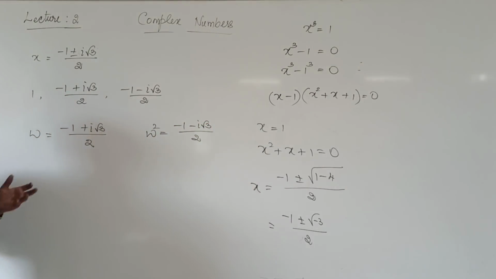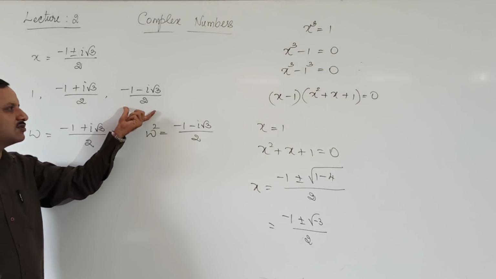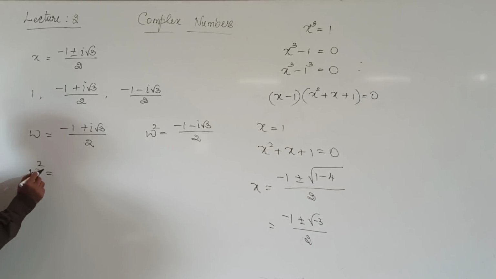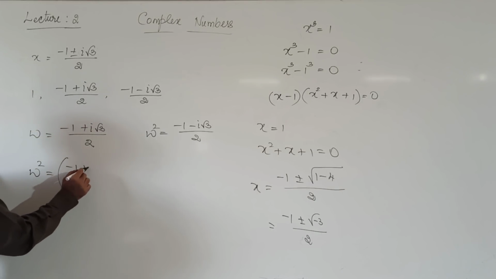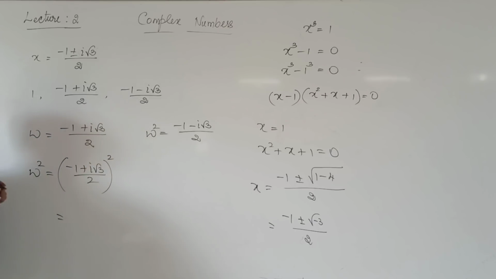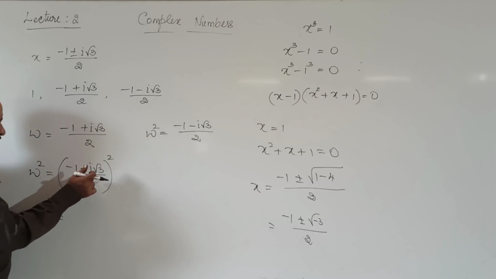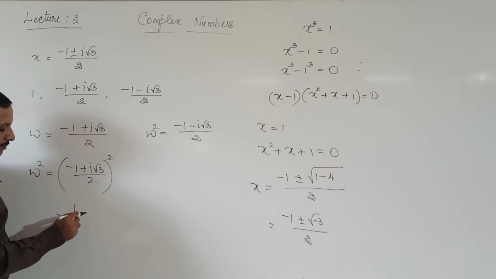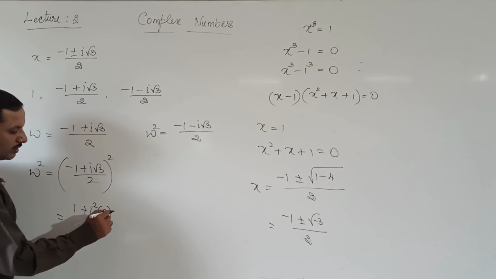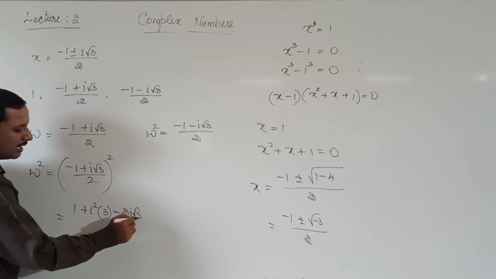Now you might be wondering, sir, if I call this omega, then how can this be equal to omega square? Let me show you how. Omega square equals, squaring this, (minus 1 plus i root 3 by 2) whole square. That's equal to, so here I am using the (a minus b) whole square formula. A square is 1, plus b square, i square into 3, minus 2ab, that will give you minus 2i root 3.